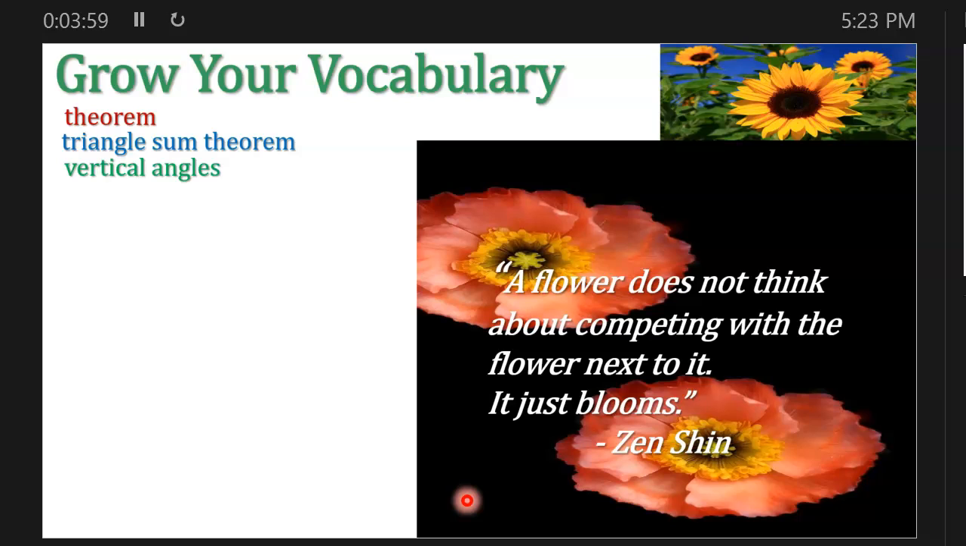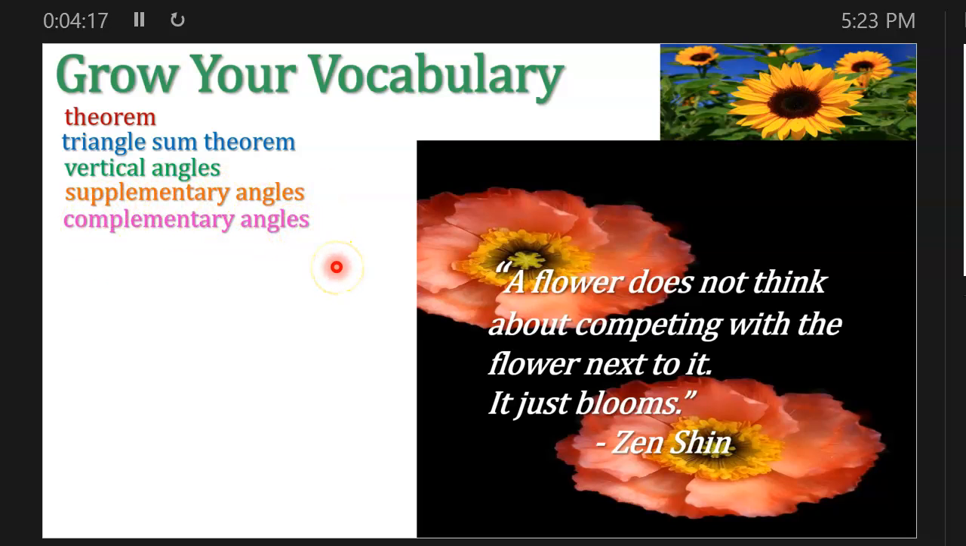Okay, so vertical angles are those angles that are on a crisscross opposite each other, and they are congruent. Supplementary angles are those angles that add up to 180 degrees. Complementary angles, which is in our video today, is going to be 2 angles that add up to 90 degrees, or a right angle. And a right triangle is a triangle that includes a right angle inside of it. Adjacent angles are those angles that are right beside each other, sharing a vertex point and a side.